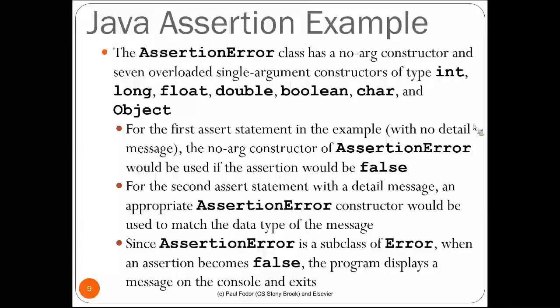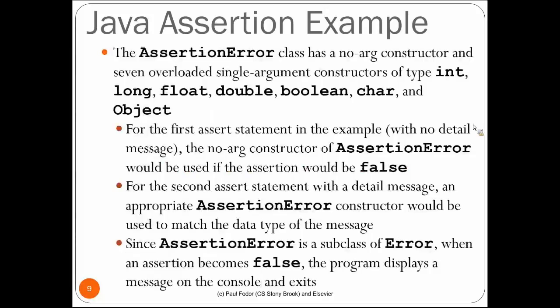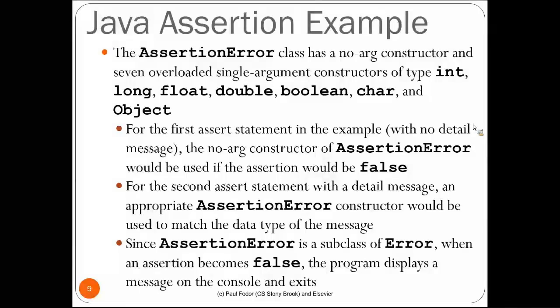So the assertion error is a class with a no-argument constructor and seven overloaded single-argument constructors for the types integer, long, float, double, Boolean, character, and object. For the first statement in that example, with no detailed message, just an assertion, the no-argument constructor for the assertion error would be used if the assertion were false, but in that example the assertion was actually true. For the second statement with a detailed message, the appropriate assertion error constructor will be used to match the data type of that message. In our case, it was a string, a subclass of object, so it will use the assertion error constructor for object.